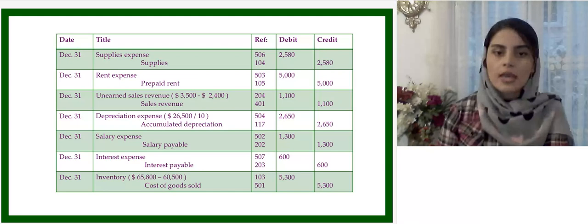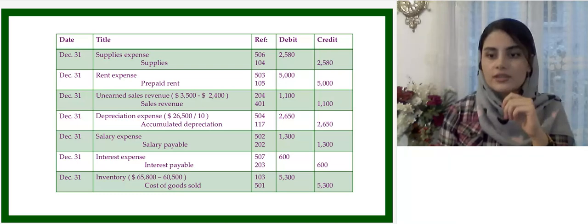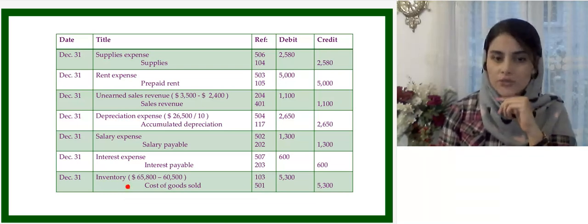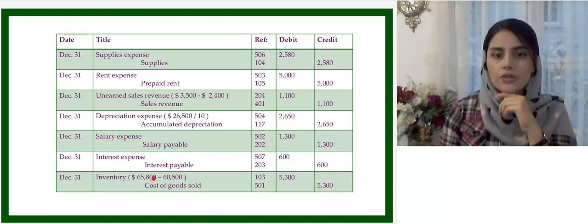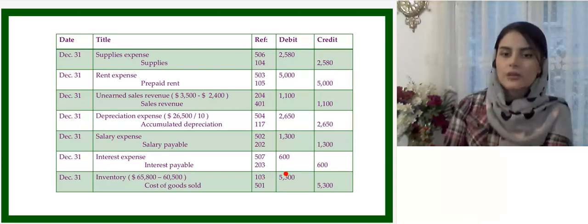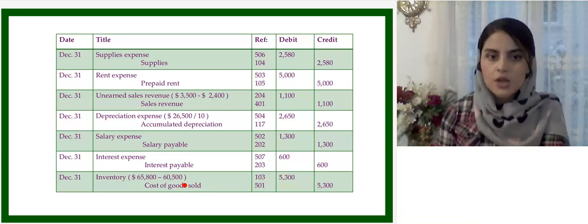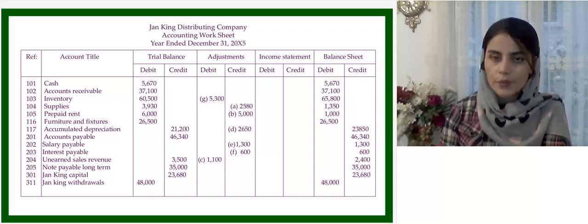And the last one said inventory on hand, $65,800. So the entry is inventory, which we had on the trial balance. It was debited 60,500. So for the entry, we should minus this amount from the beginning. That gives us $5,300 debited for inventory and 5,300 credited for cost of goods sold.